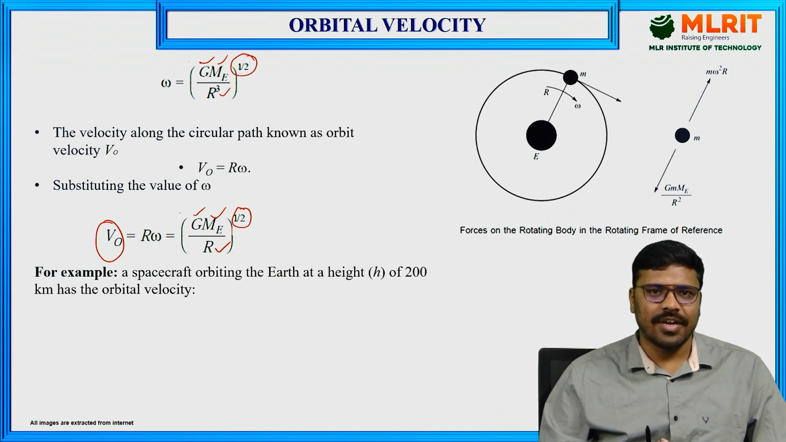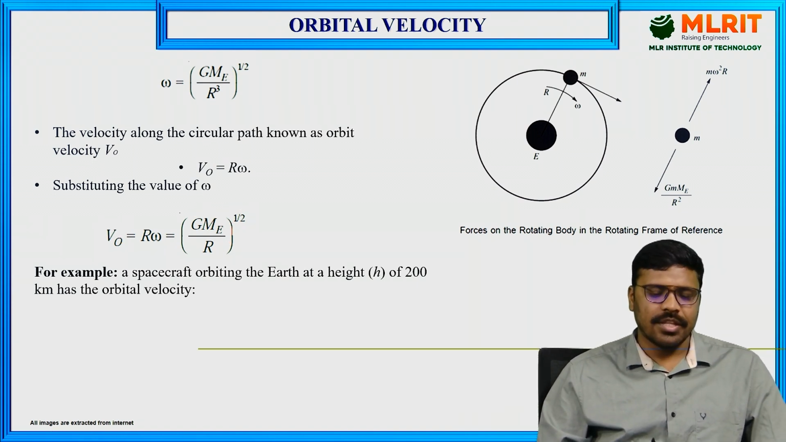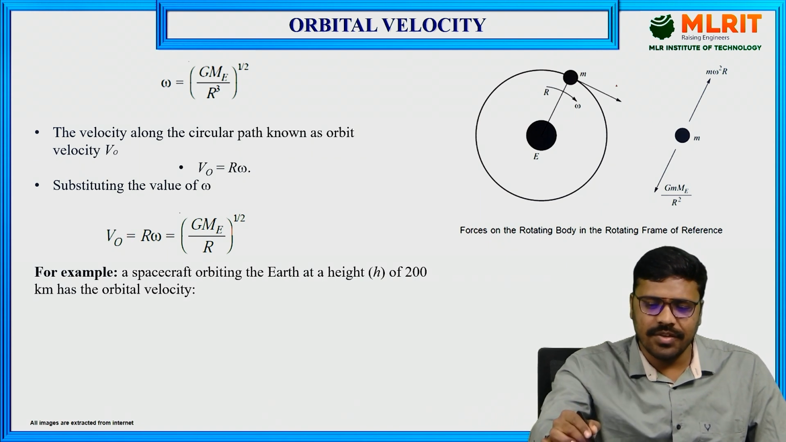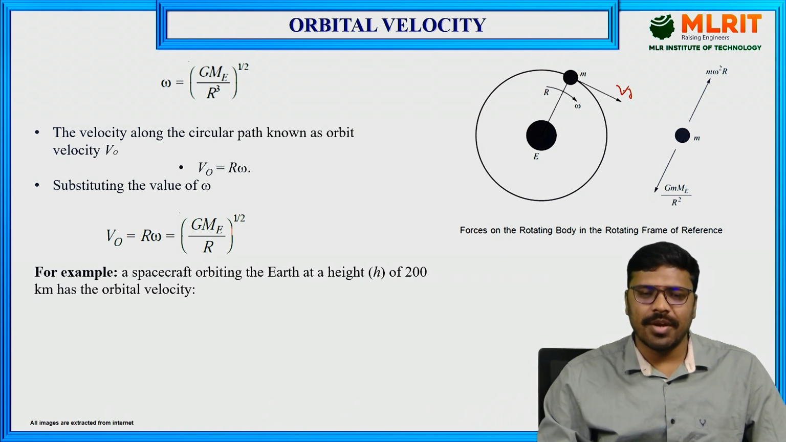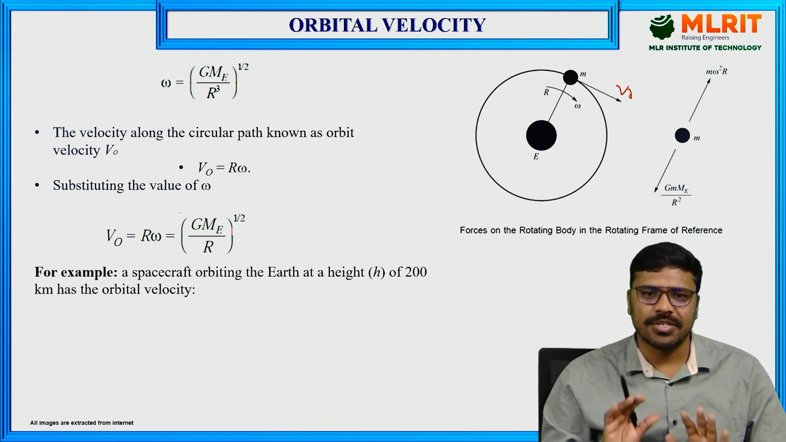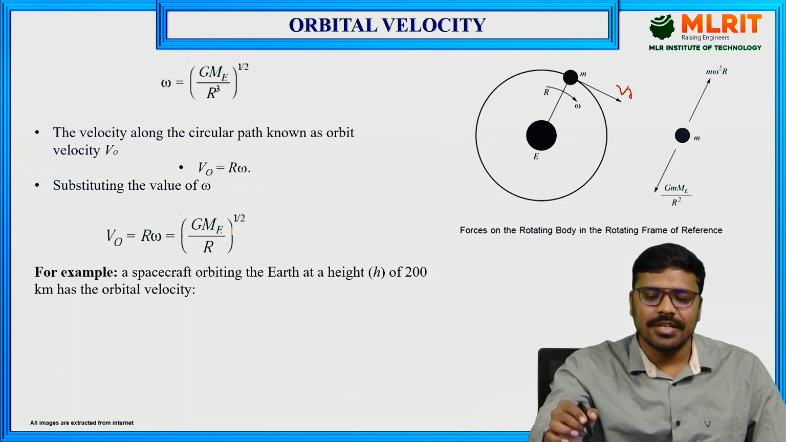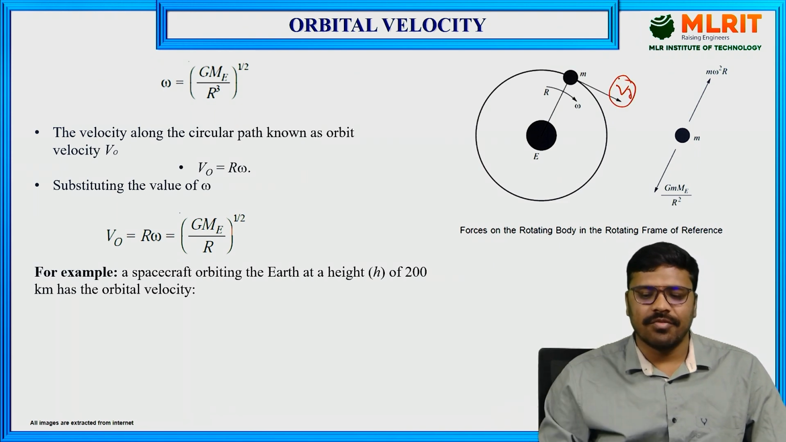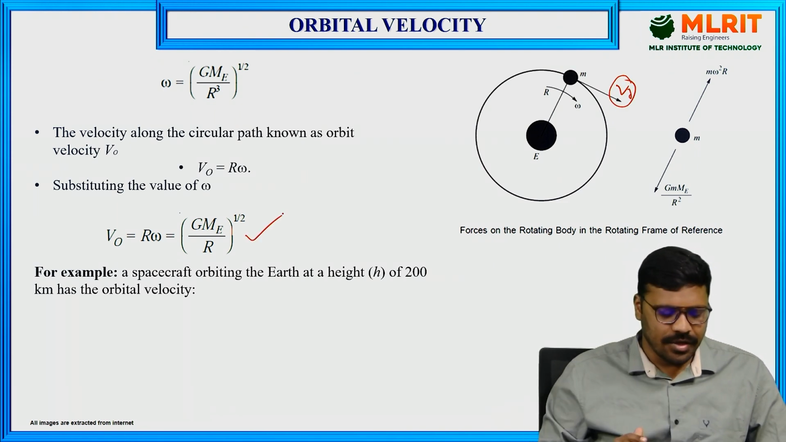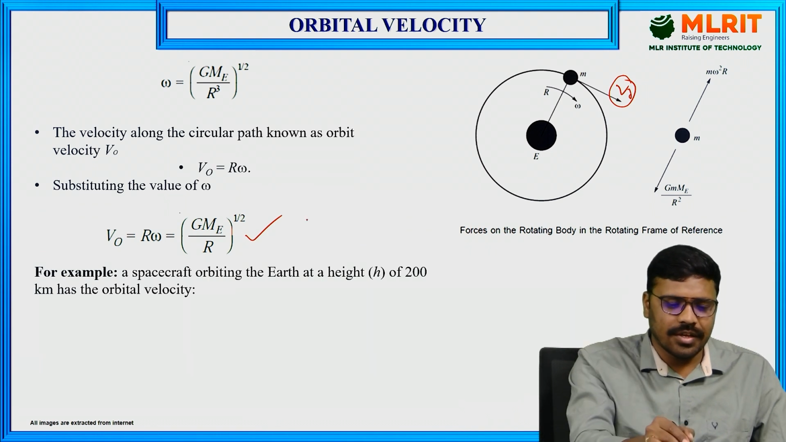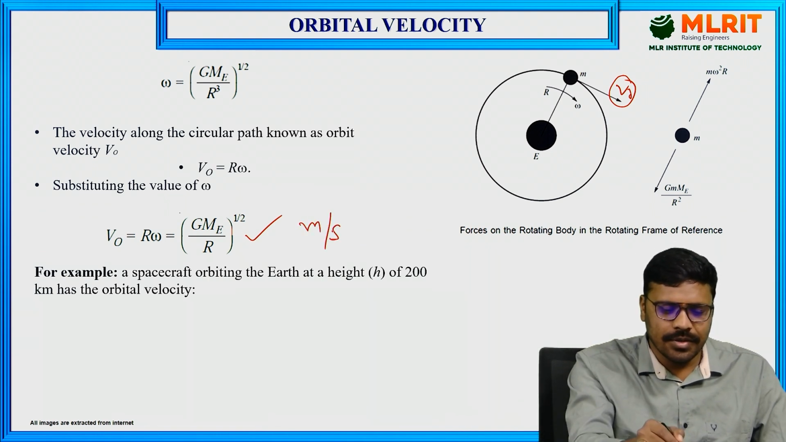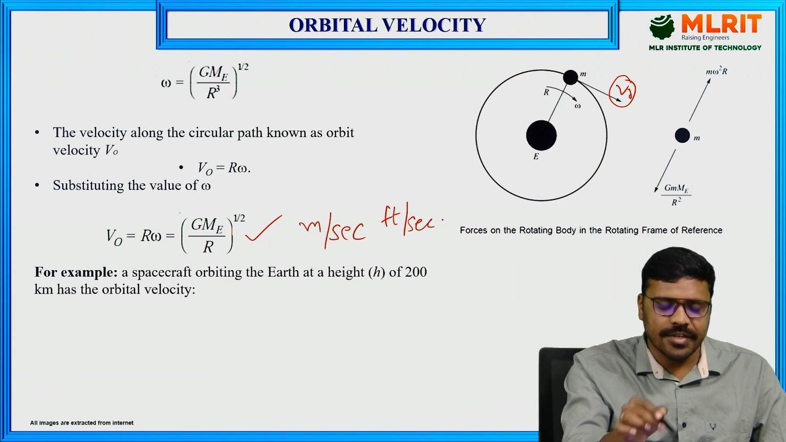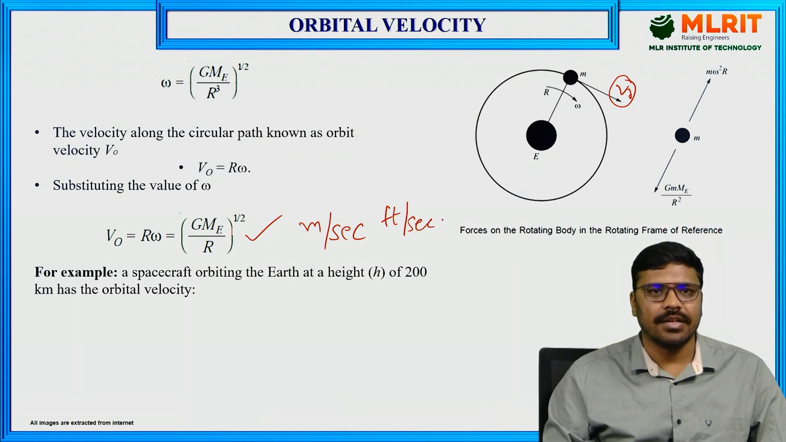So finally, what is the definition of orbital velocity? The linear velocity v naught that is going to be maintained by an object to stay in a particular orbit is nothing but called orbital velocity, and this is the equation for orbital velocity. The units are meters per second or feet per second, based upon the system in which we are calculating the quantity.